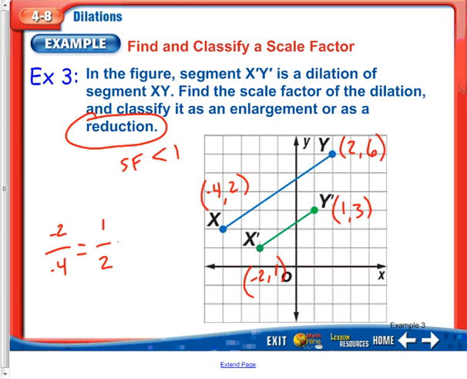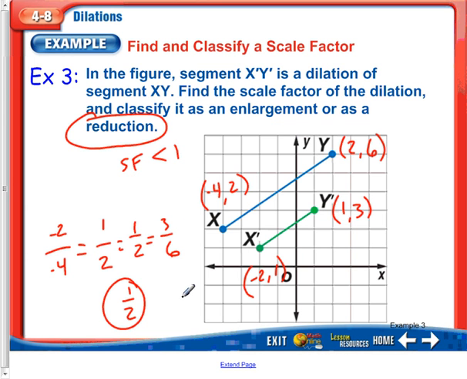And if we look at the other side, we can do the same thing. We're going to put our 1 on top because that's our dilated image. So 1 over 2, and then also 3 over 6. And we see across the board, our scale factor is 1/2. And that does make sense for us because we knew it was going to be a reduction, so it should have been smaller than 1.